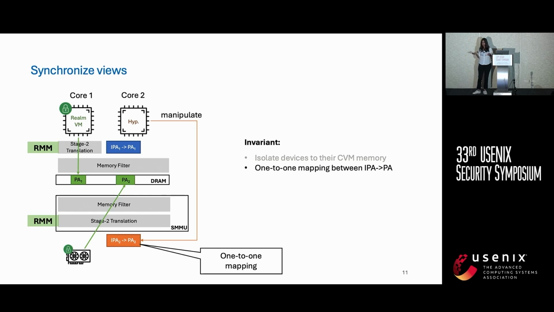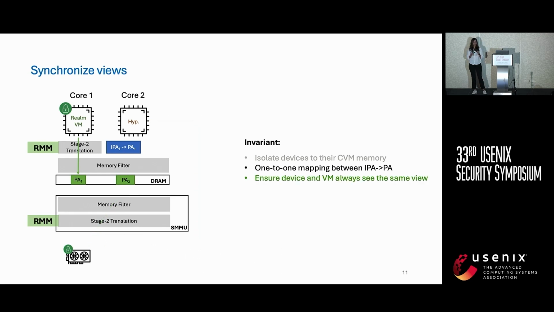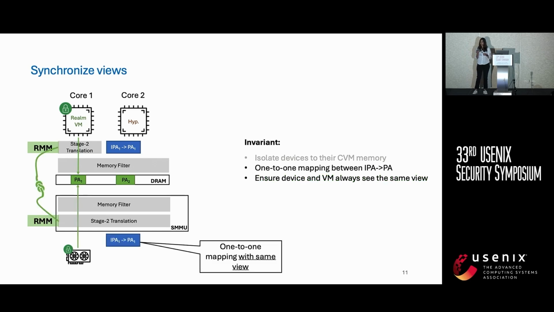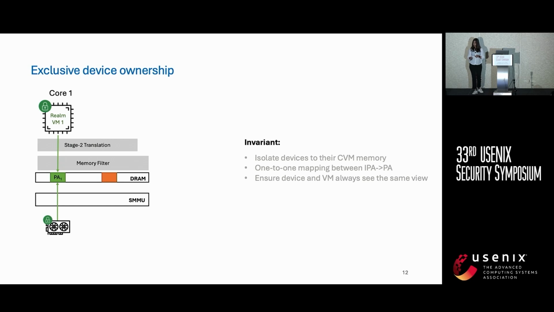This is clearly bad. So in ACAI, we strengthen this invariant to ensure that the device and the realm VM see the same view. To do this, we just tie the RMM stage 2 translation tables together, and this basically gives us this property. Now that was about memory mapping attacks. The hypervisor can still mount device mapping attacks.